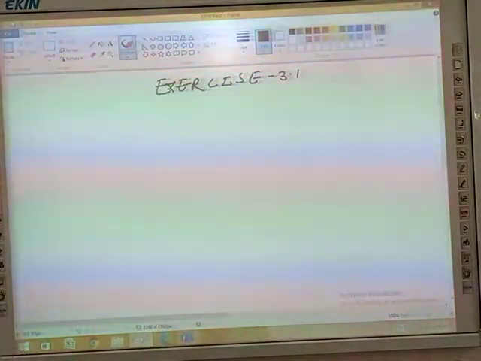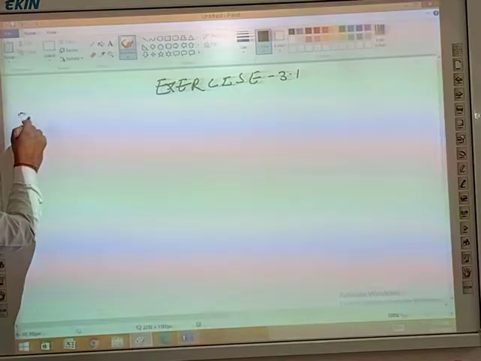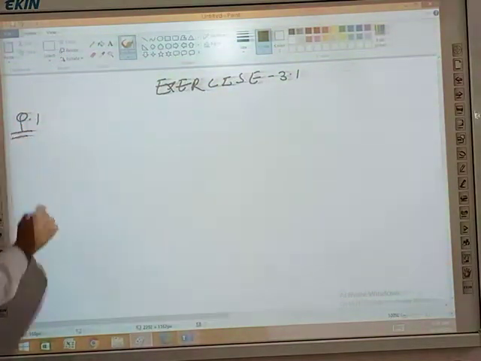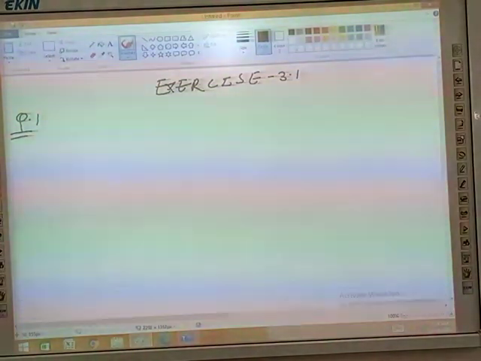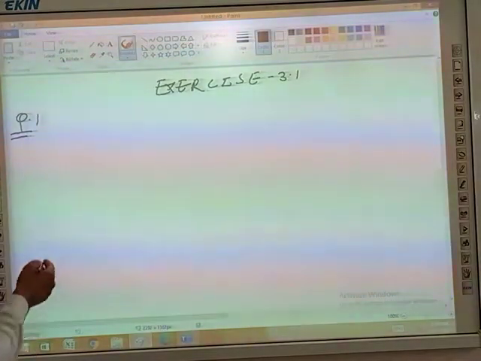Students, in exercise 3.1, question number 1 is: Aftab tells his daughter, 7 years ago I was 7 times as old as you were then. This is the first condition. Students, first of all we will consider the present age of Aftab and his daughter.